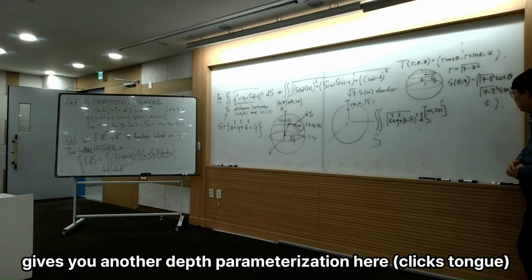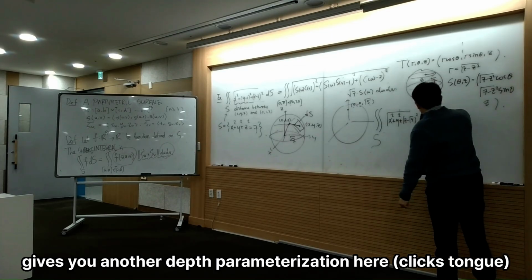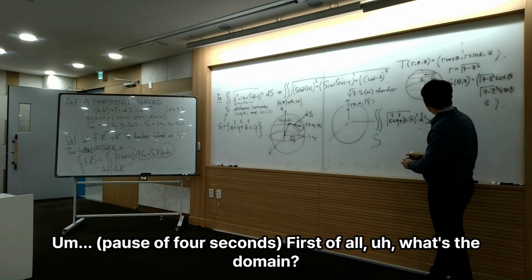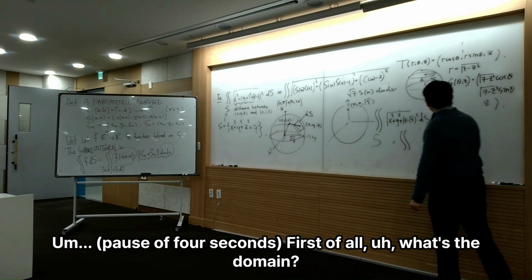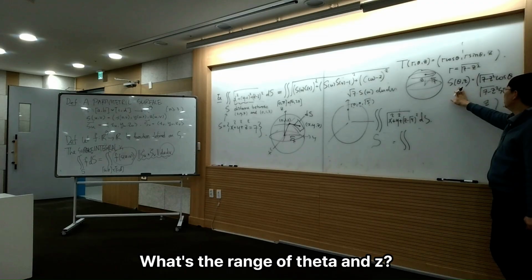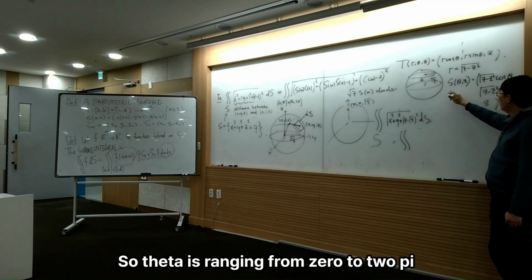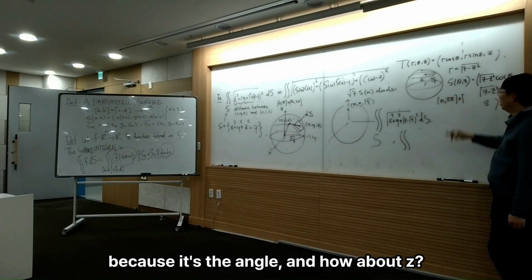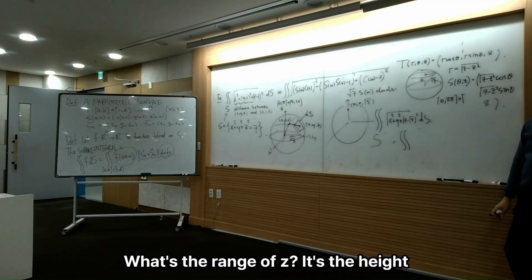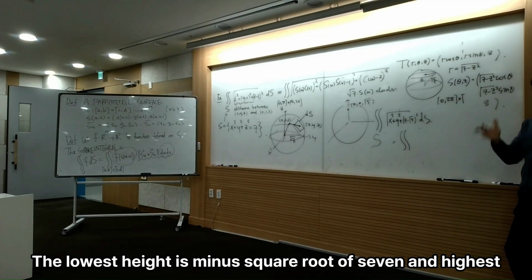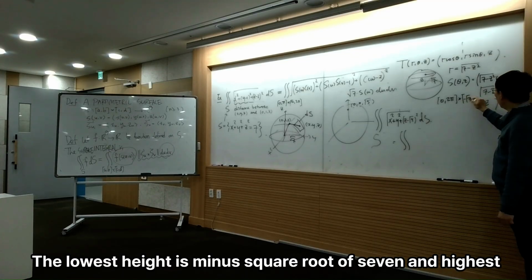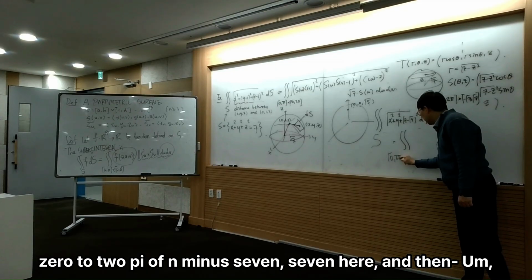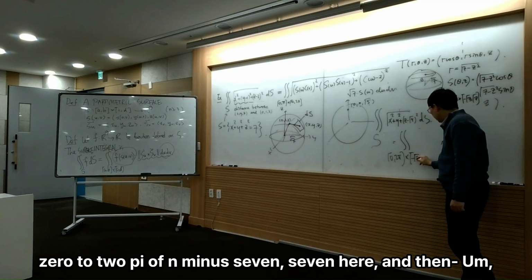This gives you another parameterization, so let's try to use it. First of all, what's the domain? What's the range of zeta and z? Zeta ranges from 0 to 2 pi because it's the angle. And how about z? It's the height. The lowest height is minus square root of 7, and the highest is square root of 7. So that's my domain.